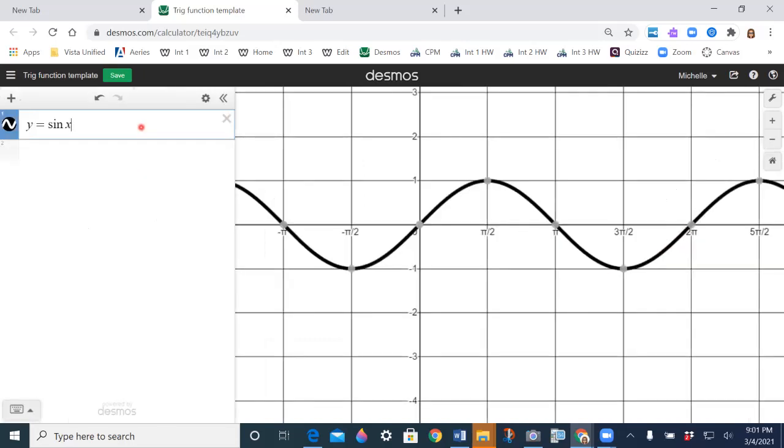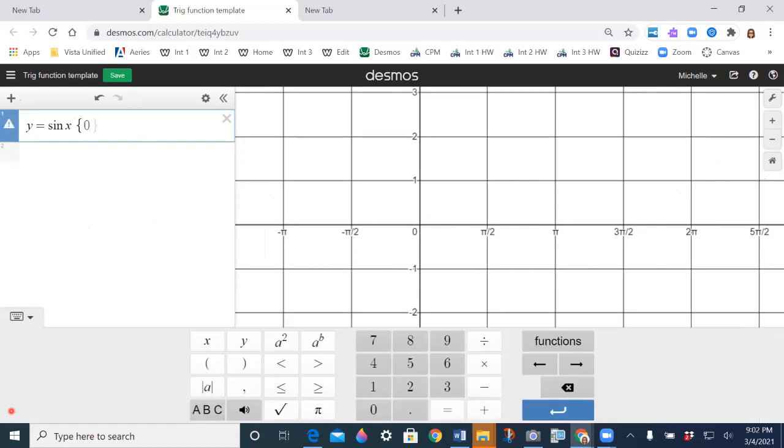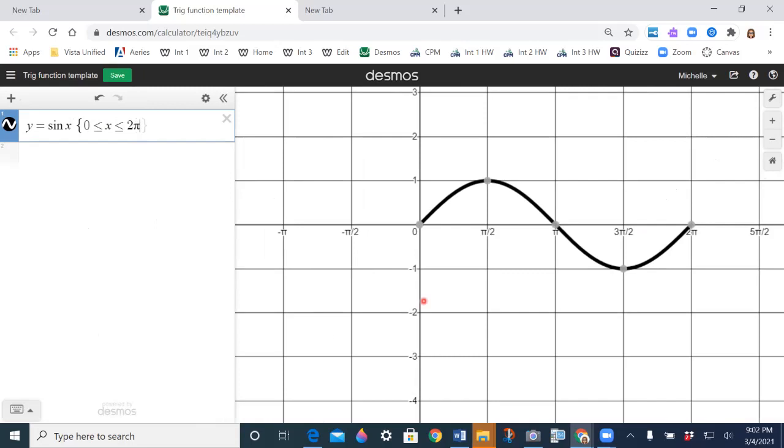So I can adjust this here. I'm just trying to get my zero less than or equal to x, less than or equal to 2π. And now you see that I have it just from 0 to 2π. So this is what we're used to doing. But this graph does continue going forever and ever.